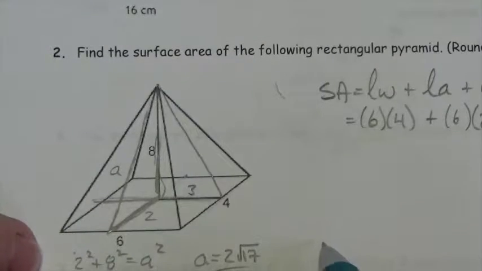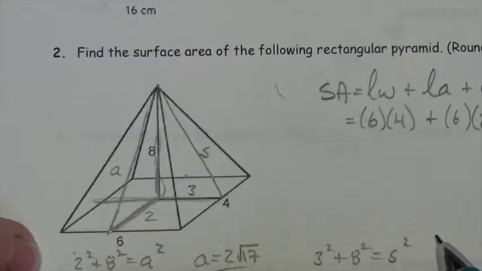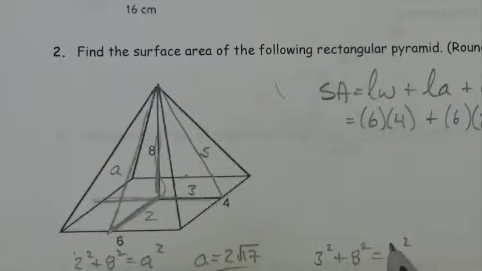So the triangle that we're working with right now, if this is S, will be 3 squared plus 8 squared is equal to S squared. Well, 3 squared is 9, plus 64 is going to get us 73.